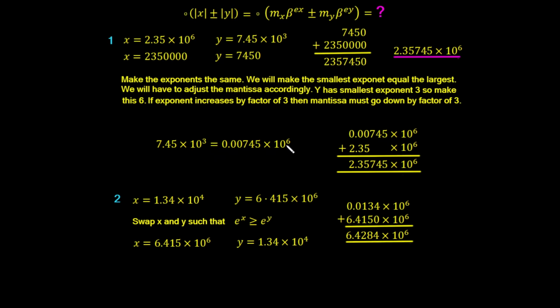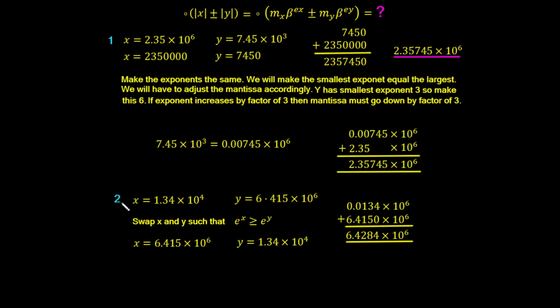So by making the exponents the same, we can have the exponent here 10 to the 6 for both. Whenever we add these two together, we're going to get 2.35745 times 10 to the 6, which is the same as what we have above. Now you'll notice in example 1 that we had to increase the value of the exponent by 1000 and decrease the value of the mantissa by 1000.